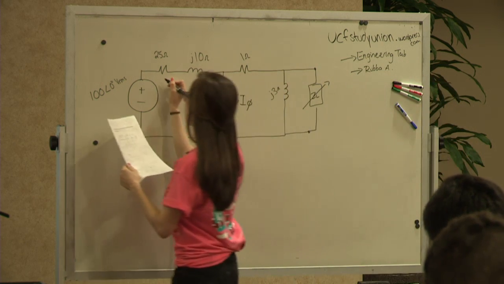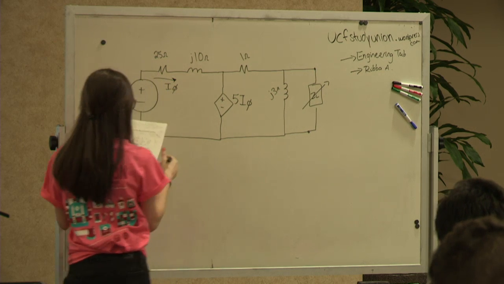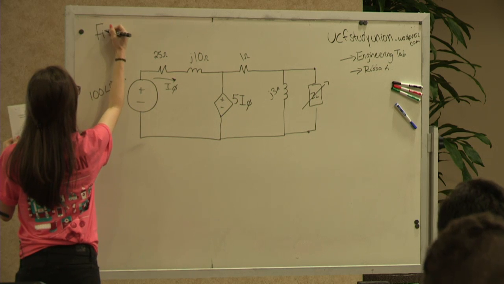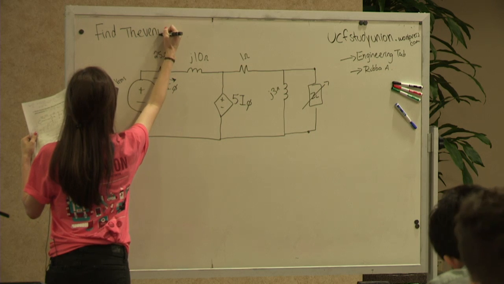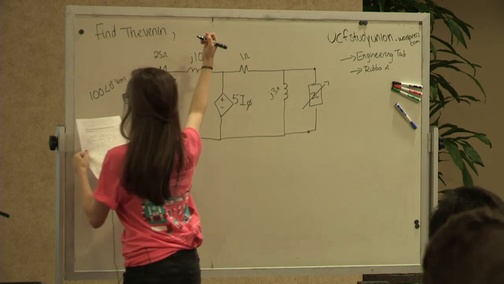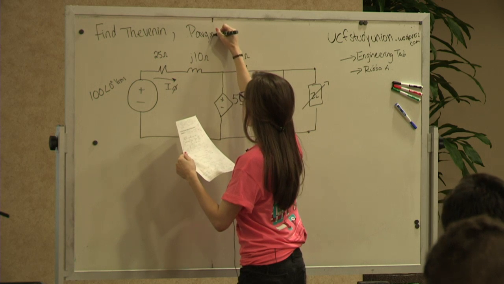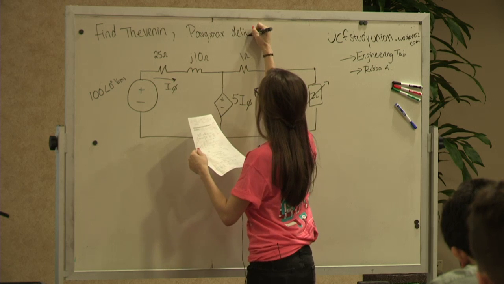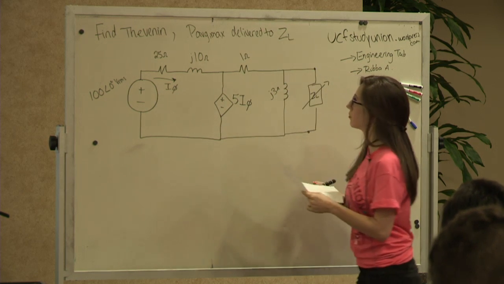And IO is here. So this one wants you to find the Thevenin and P average max delivered to ZL.